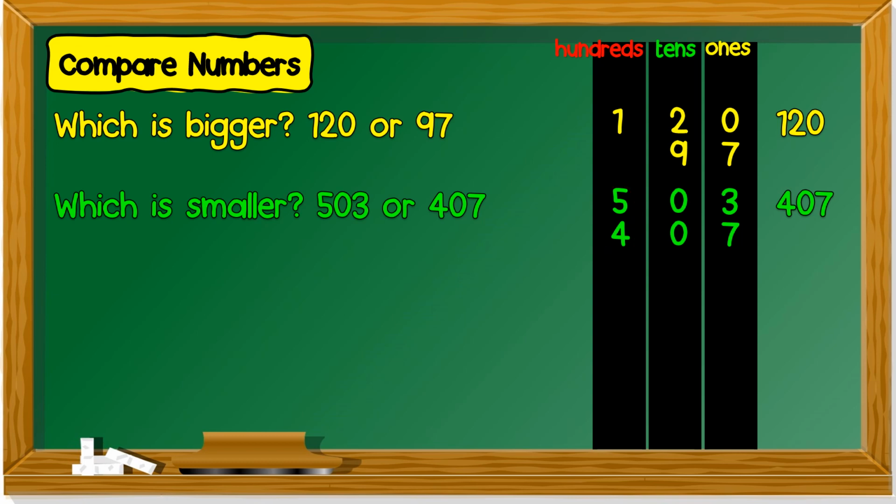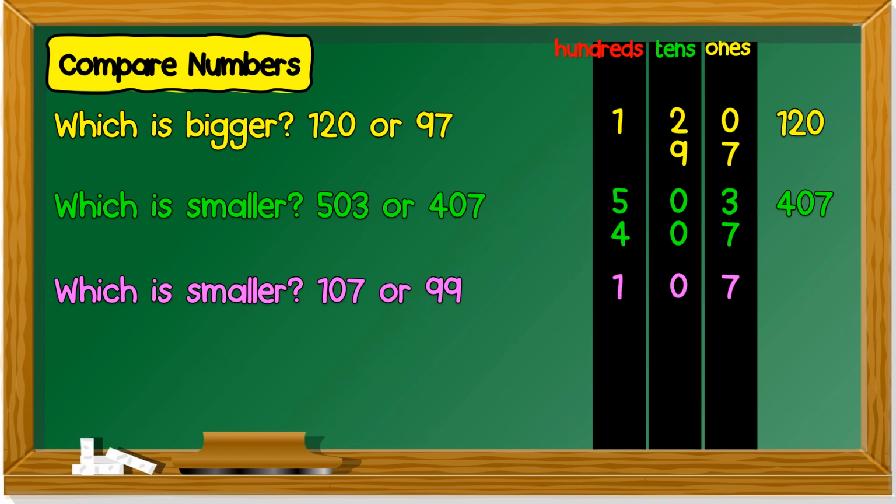Third example. Which is smaller, 107 or 99? Write the numbers into the table, beginning from the ones. We write 7, 0, and 1. For 99, we write 9 in ones first, then 9 in tens. Okay, so 99 doesn't have any hundreds. So which is smaller? Lebih kecil. The answer is 99.